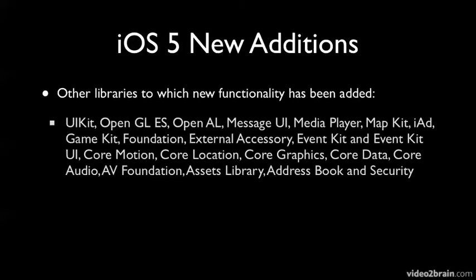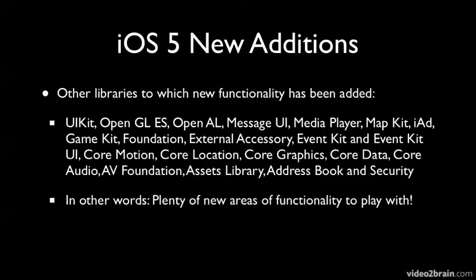Other new additions which have come along with iOS 5 include changes to many other libraries. As you can see, there are changes to just about every library you can think of here, including, for example, small additions to AV Foundation, to the Assets Library, more major additions to Core Motion, Core Location, etc. In other words, lots of new fun things to play with. Now, I'll be going through some of these changes and what they mean for developers in the first chapter of the course booklet. But for the time being, let's take a look at some other improvements.